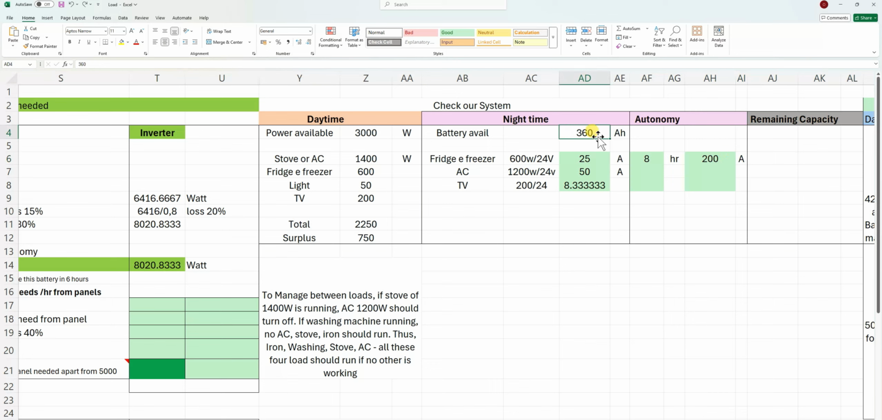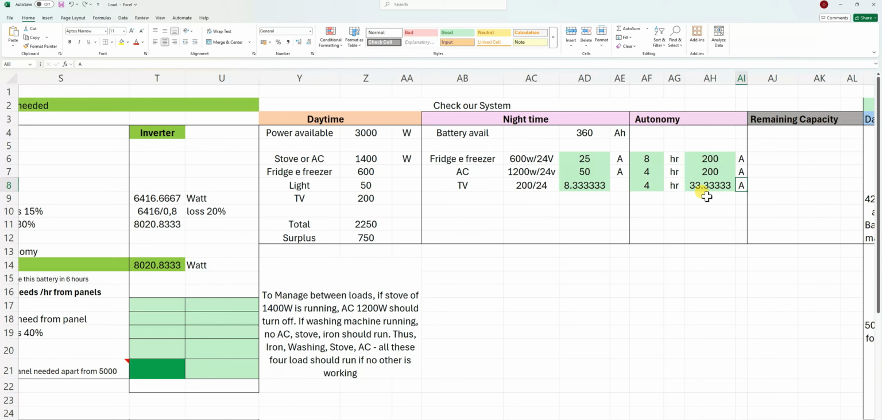Then for AC I will be turning it on for 4 hours at night, and by multiplying 50 with 4 I will be getting 200 ampere here as well. And for TV, 4 hours during night, for example from 8 p.m. to 12 p.m., and I will be getting 33 amperes.